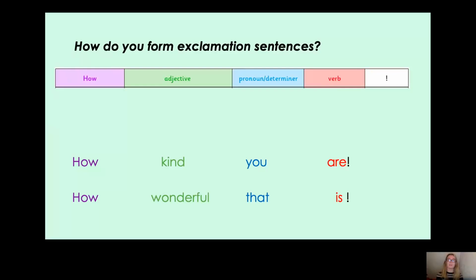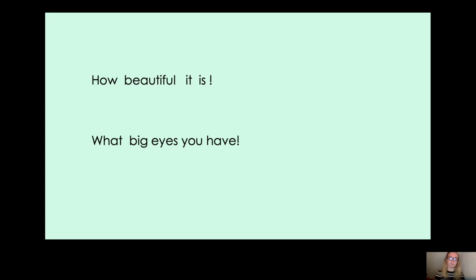So therefore, yes, after how, we only have an adjective, unlike when we start with what, and we have to have a noun phrase. So can you see in the examples here? It's how kind, there's our adjective, and how wonderful, there's our adjective in that one. And then like before, you have your pronoun, and then you end with your verb before your exclamation mark. So let's have a look at this a bit closer. Now we've got two sentences. How beautiful it is, what big eyes you have. Remember, that's what Little Red Riding Hood says to her grandma, isn't it?